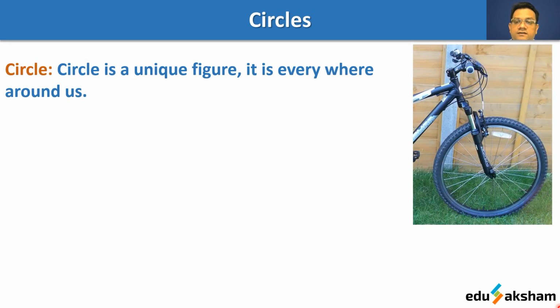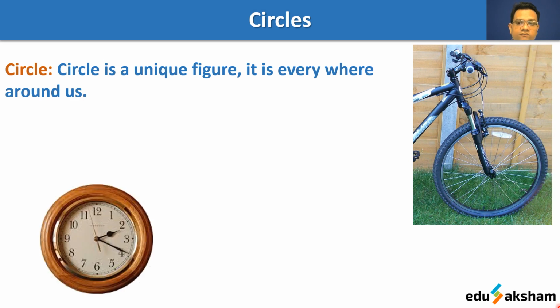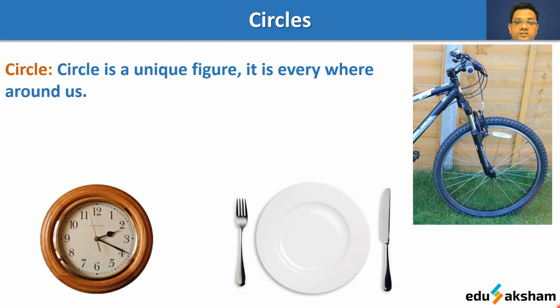You see the tire of your bicycle, that is in the form of a circle. If you see a wall clock, that is in the form of a circle. If you see a plate in which you eat, that is also in the form of a circle. And if you look around, you will find circles everywhere around us.